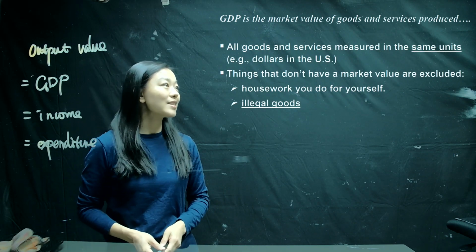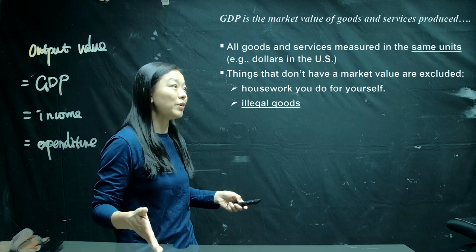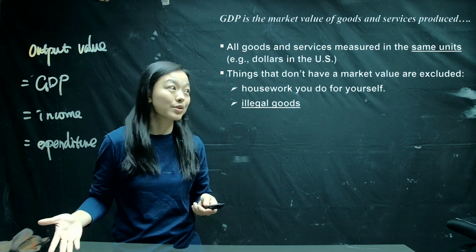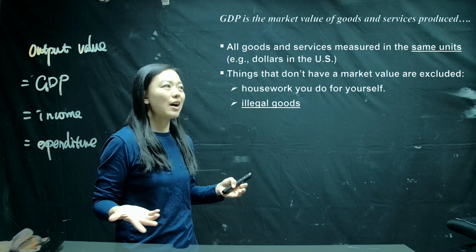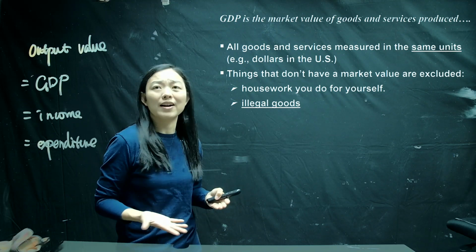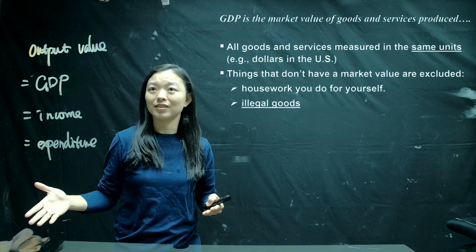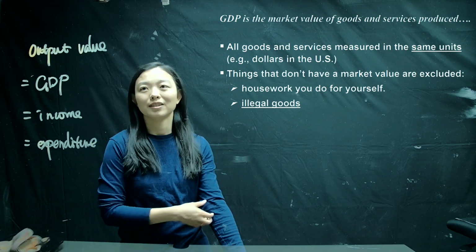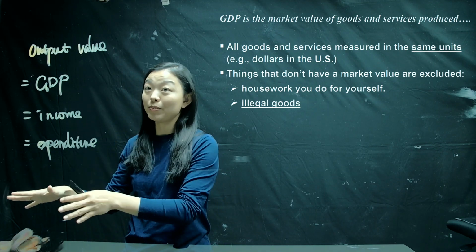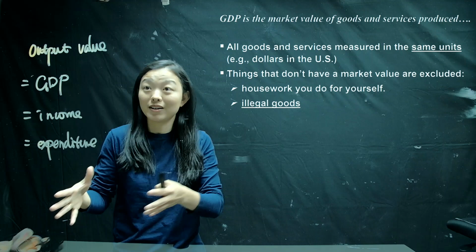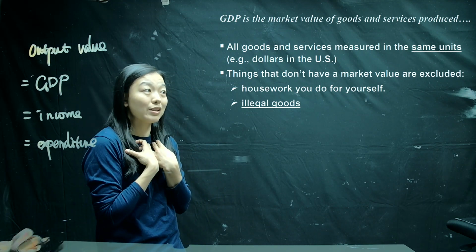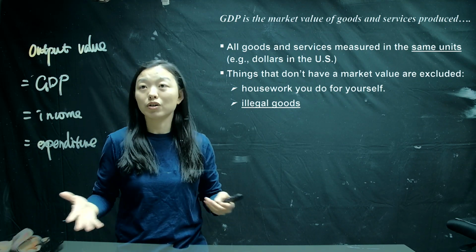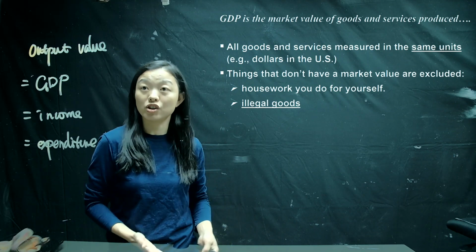Now, GDP measures goods and services in the same unit, for example, in dollars. Other things that don't have a market value will be excluded. For example, the housework that you do for yourself. If at home I take care of my baby boy, then I don't need to pay the daycare fee, right? Because I did it by myself. But that type of work will not be counted in GDP. Illegal goods prices will not count in GDP as well.